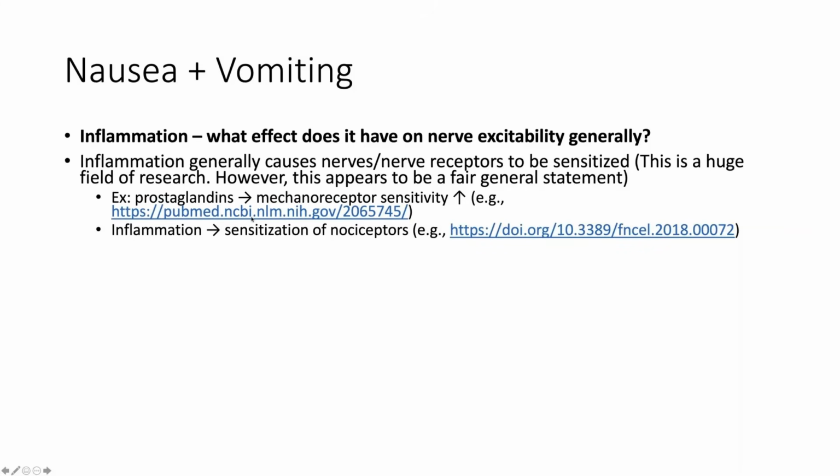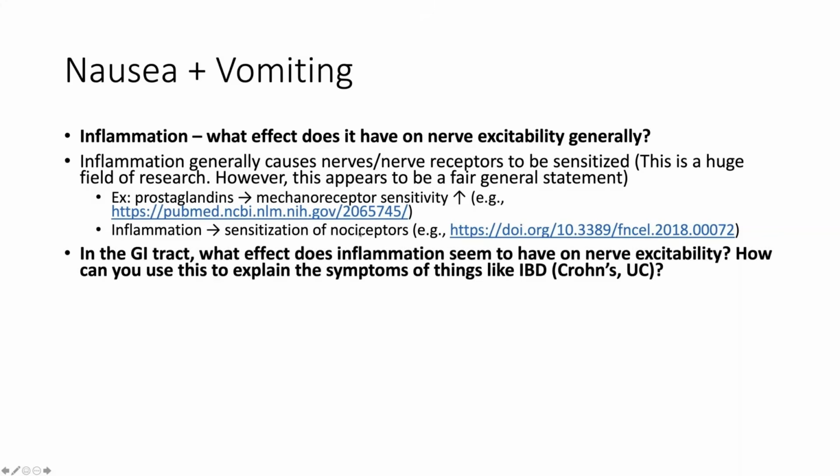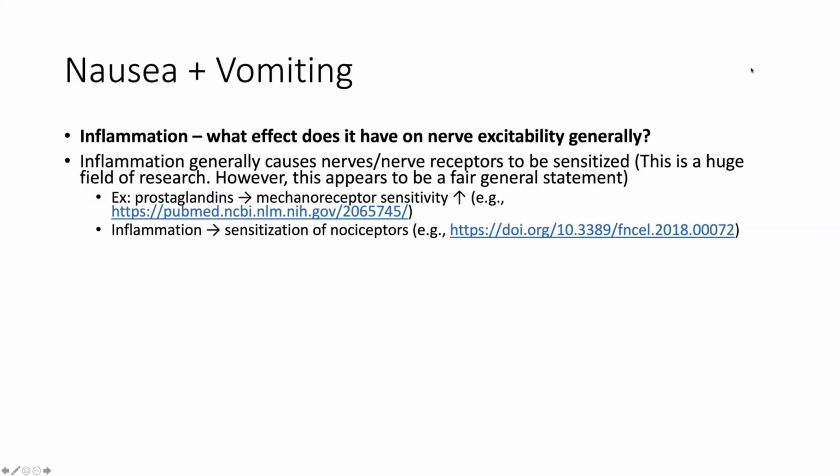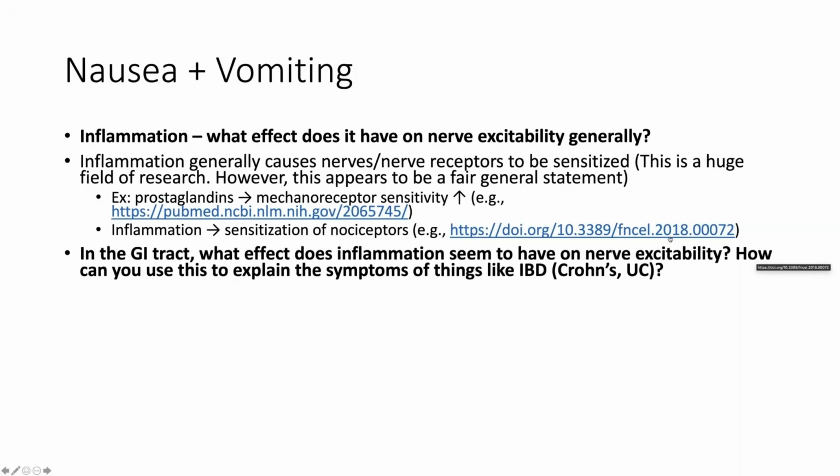If you are interested, some of the more representative findings are that prostaglandins increase mechanoreceptor sensitivity. Inflammation also increases sensitization of nociceptors. There were also interesting studies on why inflammation can cause nerves themselves to become sensitized. Nerves generally don't respond that much to touch. However, in inflammation, they do, and there are interesting mechanisms for why. But the best way to think about this is that inflammation causes nerves and nerve receptors to become more sensitive.